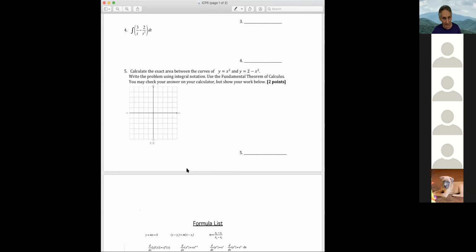We're not given anything else, but I give you the instructions. Write the problem using integral notation. Use the fundamental theorem of calculus. Solve for your answer. Check it on your calculator, but we're going to do the problem otherwise. So let's take a look at this. I've got this on my iPad. And look with me on there if you would. I'm going to switch over to my iPad.